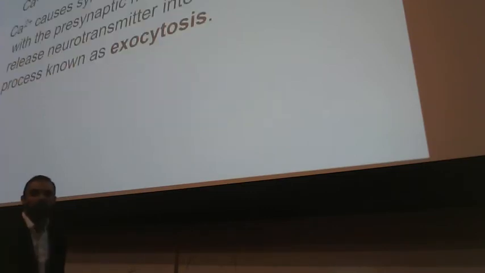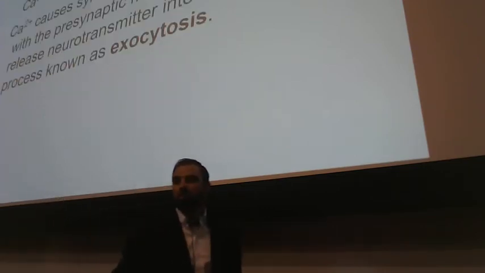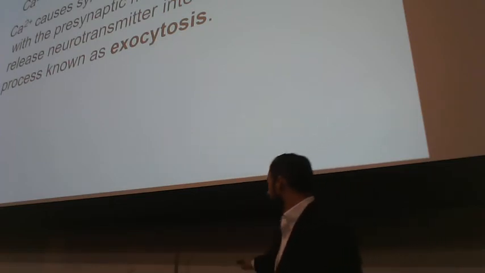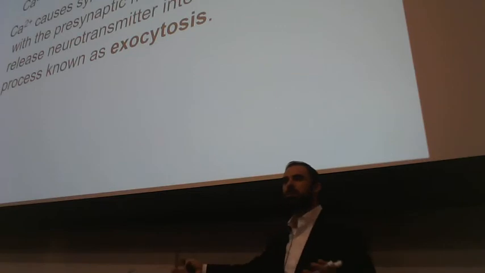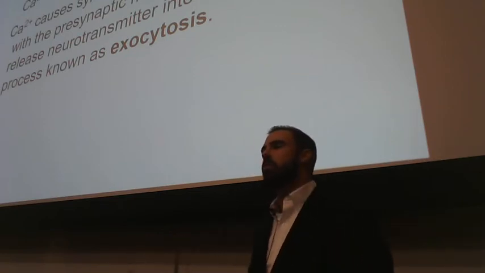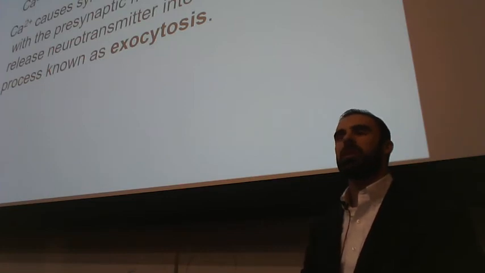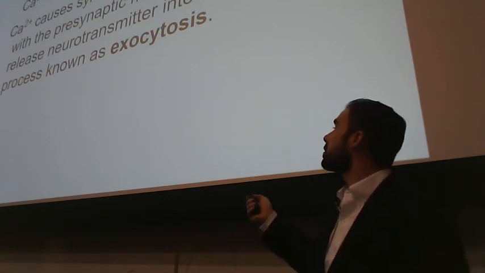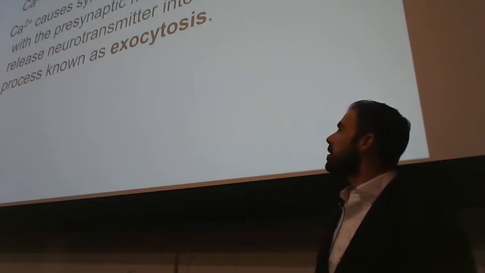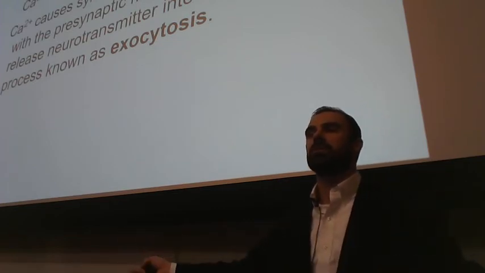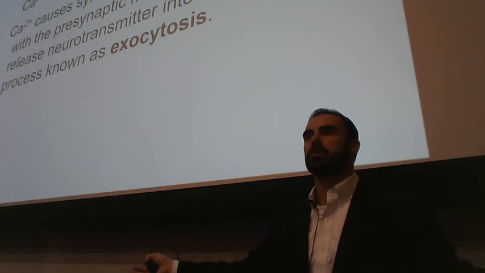Now, when these things happen, we'll see that calcium plays a really critical role in allowing our synaptic vesicles, these suckers, to fuse into the membrane and release those chemical neurotransmitters. When we talk about that process, that's what we call exocytosis. So that neurotransmitter is being exocytosed into the synaptic cleft.